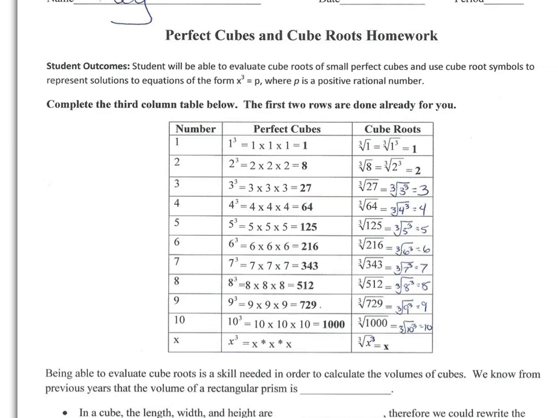And I can generalize it to the variables, or the x as well. The cube root of x cubed is equal to just x. Again, the cube root and the cubed power are inverse operations of each other. So that's why they end up just equaling the numbers 1 through 10 or just an x.